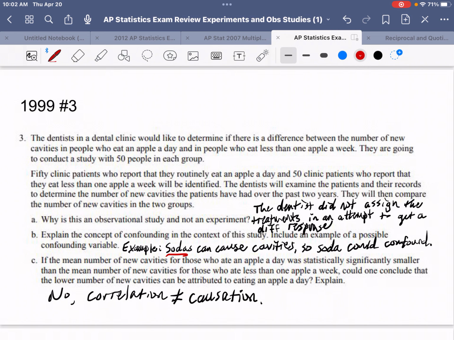If the mean number of new cavities for those who ate an apple a day was statistically significantly smaller than the mean number of new cavities for those who ate less than 1 apple a week, could one conclude that the lower number of cavities can be attributed to eating an apple a day? No, just because there's a correlation between eating an apple a day and getting fewer cavities does not mean that it's the apples causing the fewer cavities. Hopefully you remember that from our time in Chapter 4.